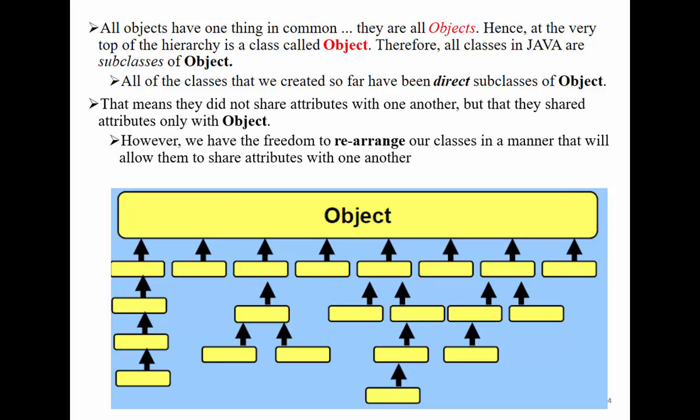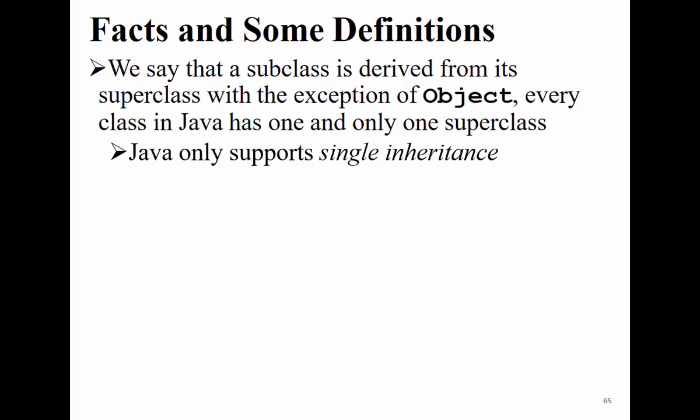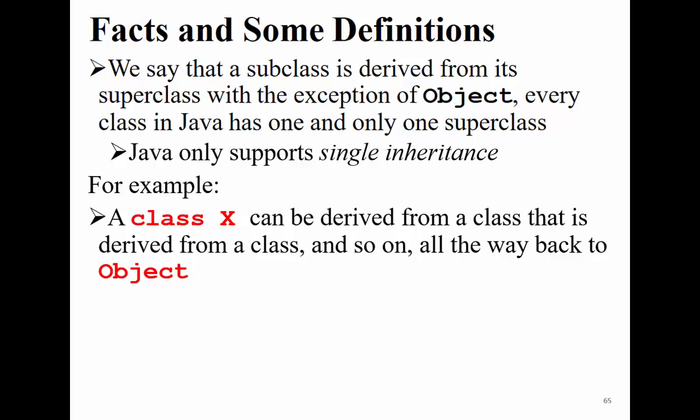Okay? So we have the freedom to organize below, but we cannot change Object as the superclass. Okay. Some facts and definitions. We say that the subclass is derived from the superclass, with the exception of Object, because Object is not deriving from any class. Okay. So Java only supports single inheritance. That means only a single parent. So class X can derive from a class that is derived from another class, and so on, all the way back to Object.